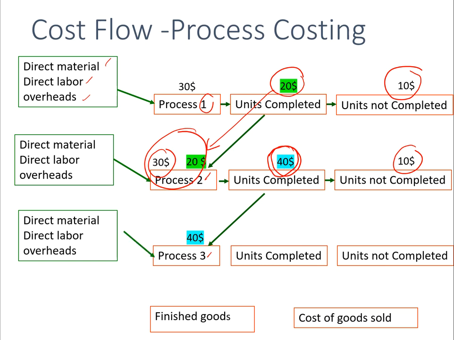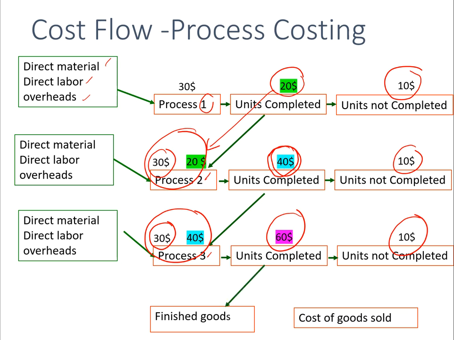So we will have to record more cost. So $30 more. Now your total cost is now 70. Out of this, we can say 60 worth goods are completed and 10 is again not completed. So now whatever completed, which is 60, that will be transferred to your finished goods inventory store, and once it is sold, it will be going to cost of goods sold.